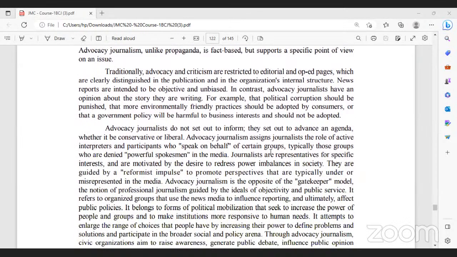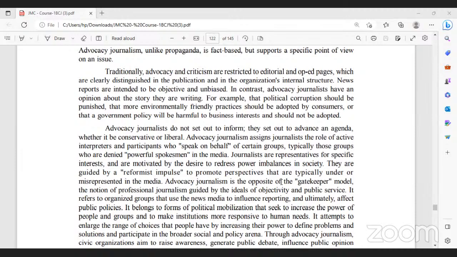So advocacy journalism does not set out to inform, they rather set out to advance an agenda, whether it is conservative or liberal. Advocacy journalism assigns journalists the role of active interpreters and participants who speak on behalf of certain groups, like representing LGBT cases or underprivileged societies, talking about women's issues, all those things. So it is trying to advocate about the social issues that are happening.